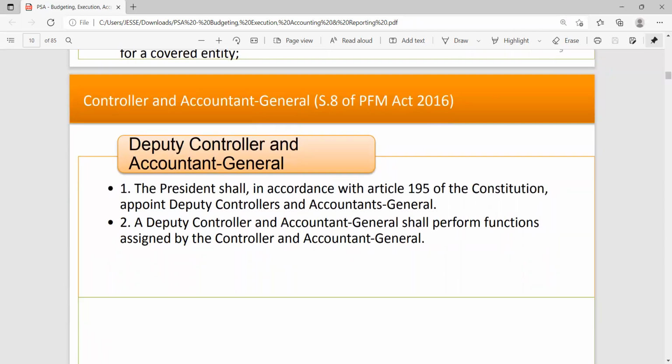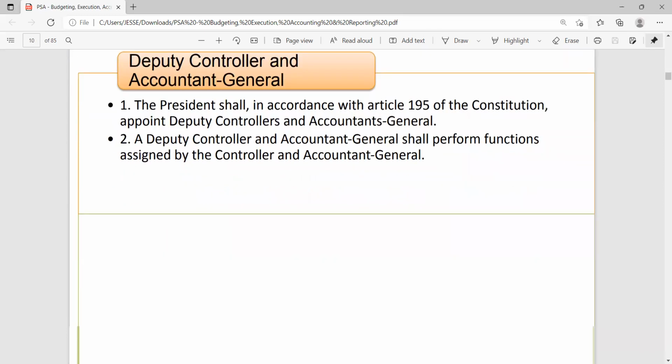So let's talk about the Deputy Controller and Accountant General here. I think what we discussed was in relation to the Controller and Accountant General. The Deputy Controller also goes through a similar process. The President also appoints Deputy Controllers and Accountant General. The Deputy Controller and Accountant General shall perform functions assigned by the Controller and Accountant General, because the Controller and Accountant General is literally the boss of the deputy. I hope that makes sense.